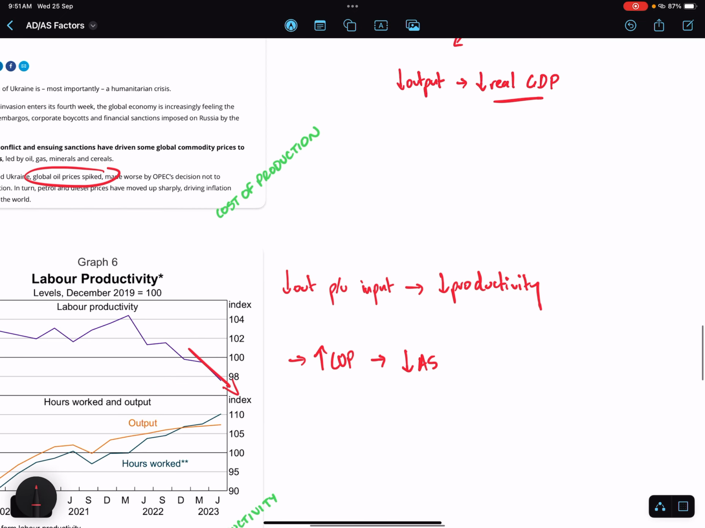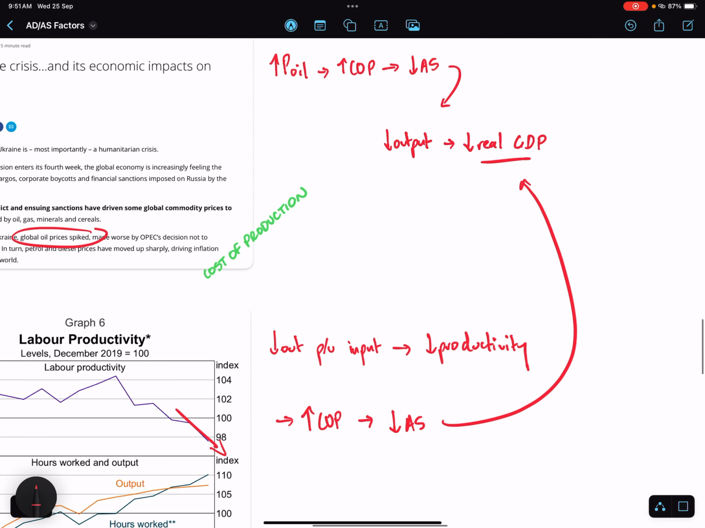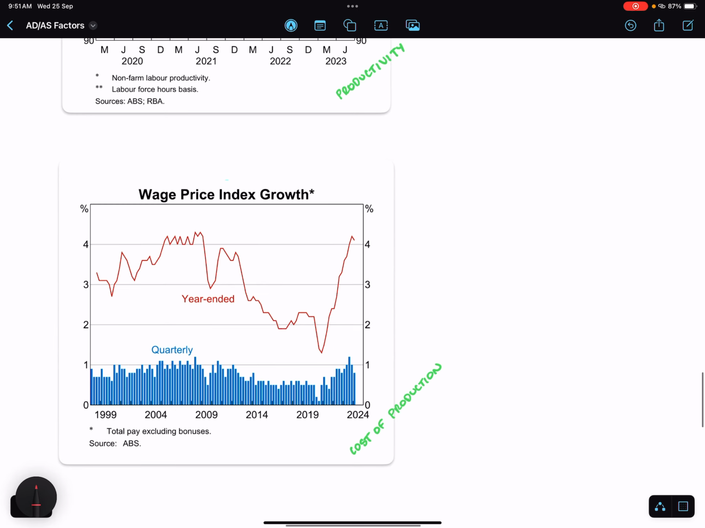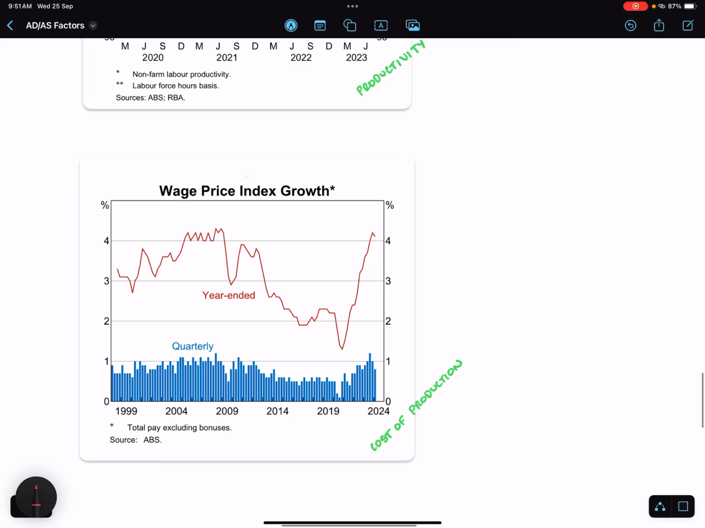And so, similar to the story up here, you then get that decrease in output and that decrease in real GDP. And then the final one is also related to the cost of production. It's to do with the wage price index growth. Basically, this is trying to understand how fast wages are increasing in Australia, and looking over the past 12 months or so, I know there's a tiny little decline at the top, but the general trend over the past 12 months has been that increase.